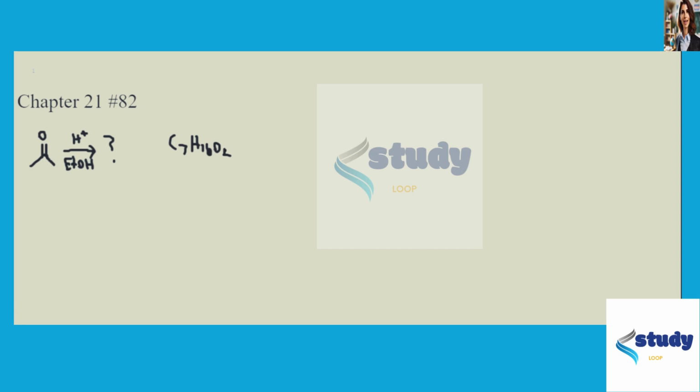Anytime that we're given a formula and asked to come up with a structure, I think the best way to start is to calculate the hydrogen deficiency index. Remember, this tells us how many double bonds or rings we have in this molecule. It's 2 times the number of carbons plus 2 minus the number of hydrogens, all over 2. So in this case, 2 times 7 plus 2 minus 16, all over 2. 14 plus 2 is 16, minus 16 is 0. It doesn't matter if we divide that by 2 or not. So we have an HDI of 0, meaning a molecule with no double bonds and no rings.